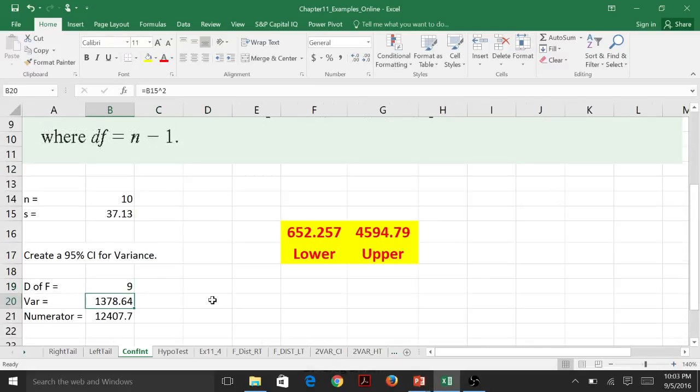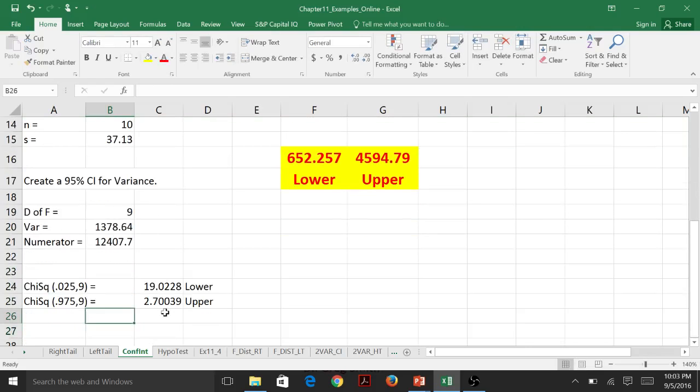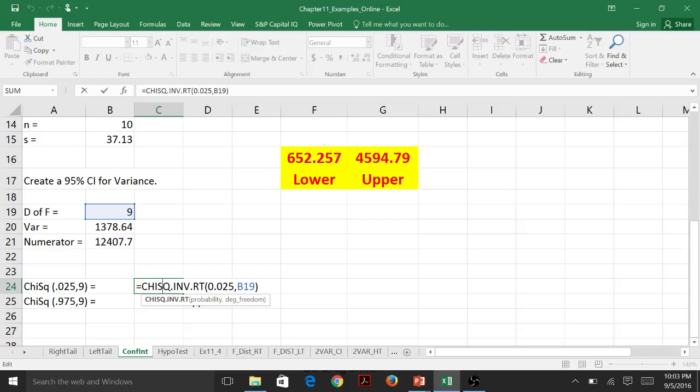The variance we take as the square. And now I'm just going to create the numerator by multiplying the degrees of freedom by the variance. That will be then ratioed with these chi-square values. So for the first tail, I'm going to calculate chi-square, since we're looking at the 0.025, and the degrees of freedom, 9.